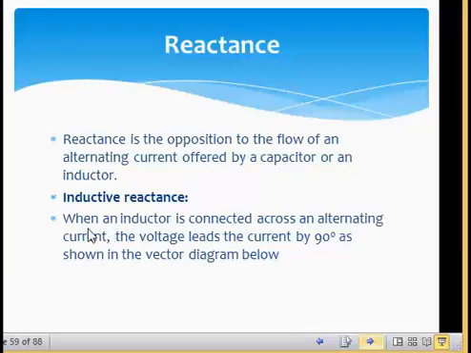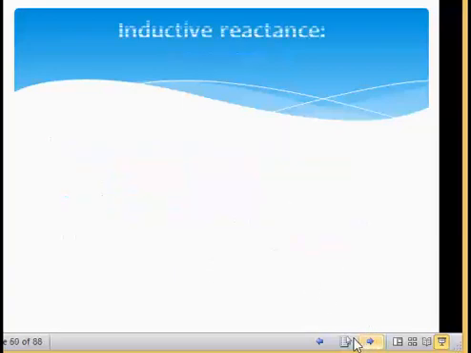Now an inductive reactance is actually being provided by an inductor. When an inductor is connected across an alternating current, the voltage leads the current by 90 degrees. So now you see this is the situation where phase angle enters into alternating current. Whenever you connect an inductor in the pathway of an alternating current, there's going to be a difference in phase between the current and the voltage. So the voltage will be leading the current by 90 degrees, ahead of the current by 90 degrees as shown in the diagram below. Let's look at the diagram.